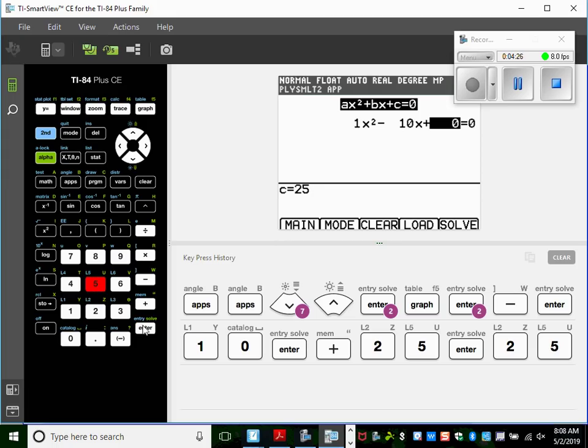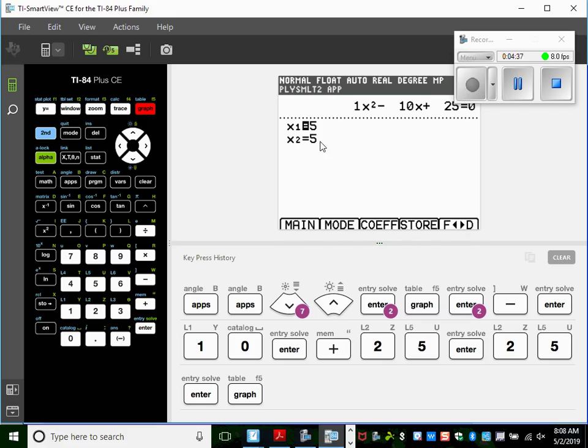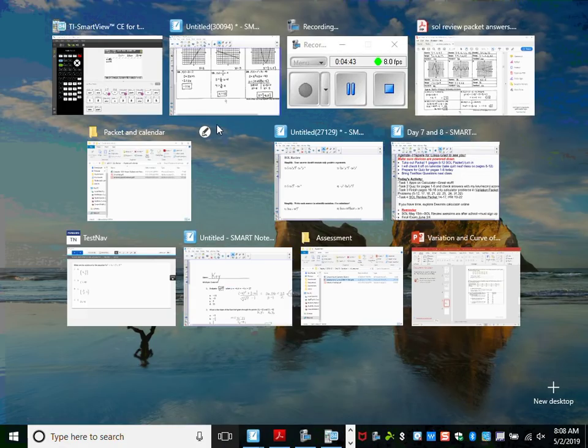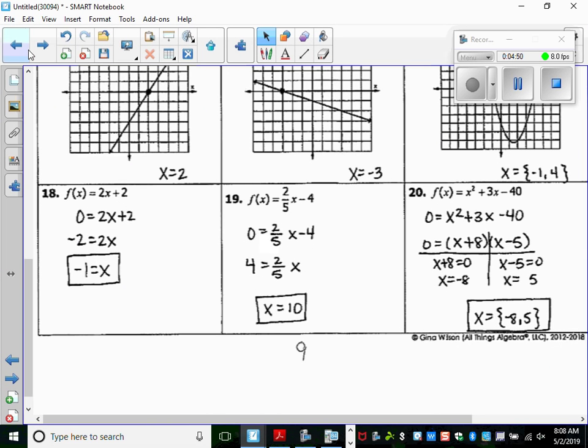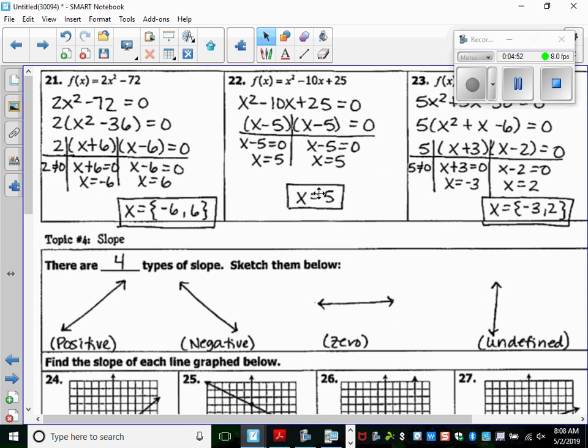Now, once you have it all typed in, you just hit solve. Underneath the word solve, you should see graph. And there are your solutions right there. If you go back to your SOL packet, the answer was what? Was it 5? The answer was 5. That's it. It'll just give you the answer.